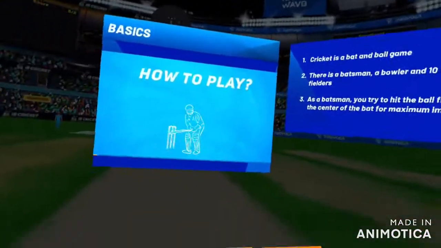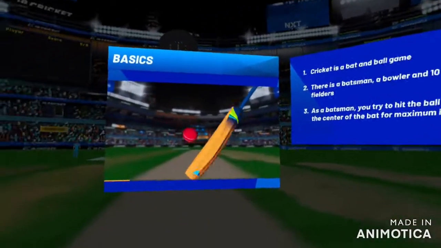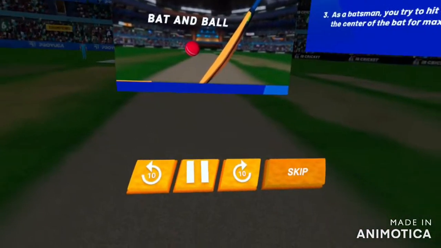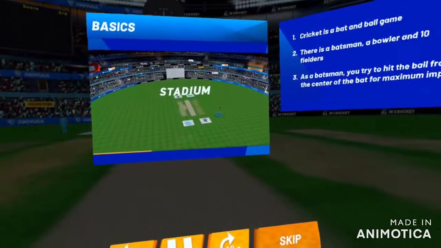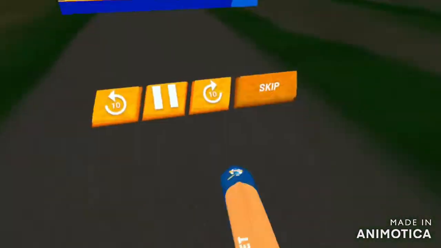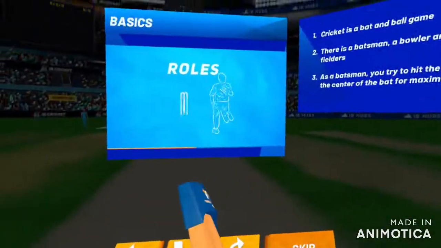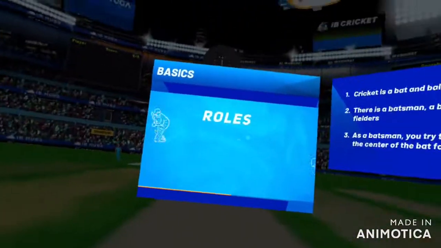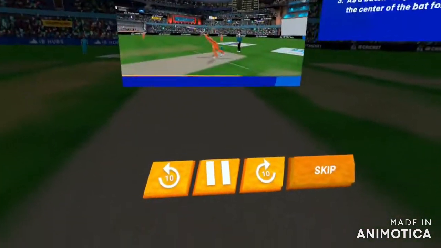Let's get to know how to play IB cricket. Cricket is a bat and ball game. It is played in a cricket ground inside a stadium, and the edge of the ground is marked with a boundary around it. Let's understand the three basic roles of players in the game. A bowler bowls the ball and the batsman.